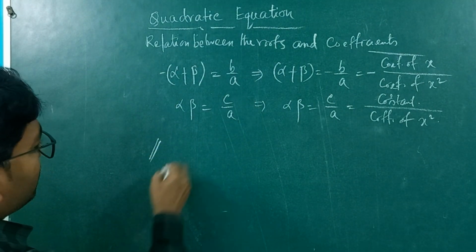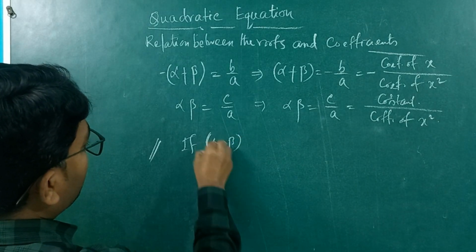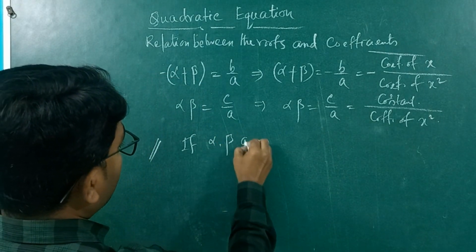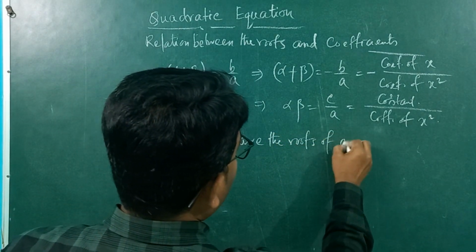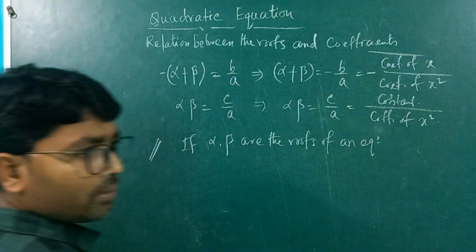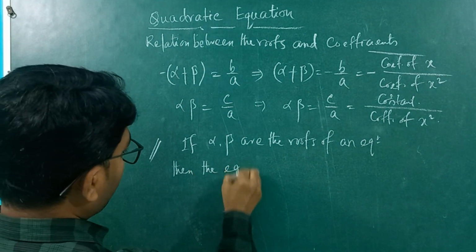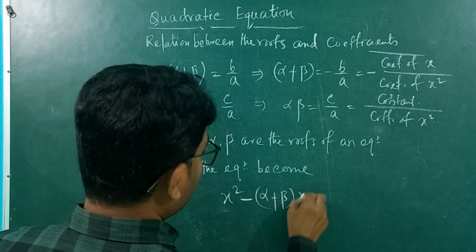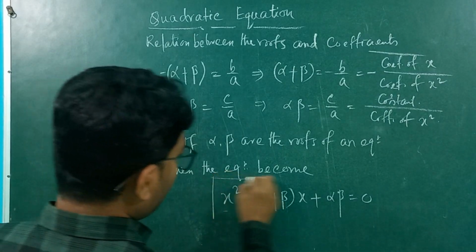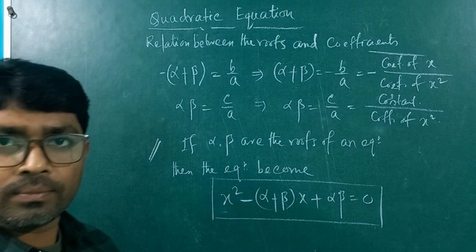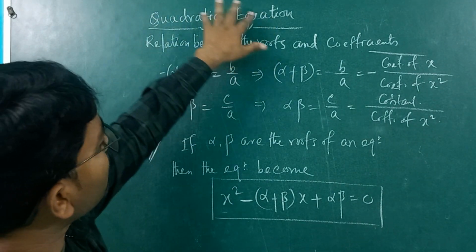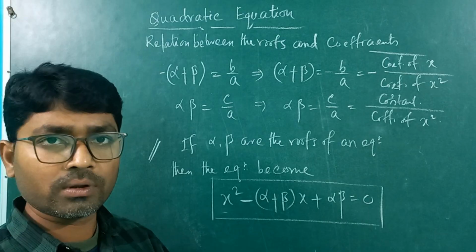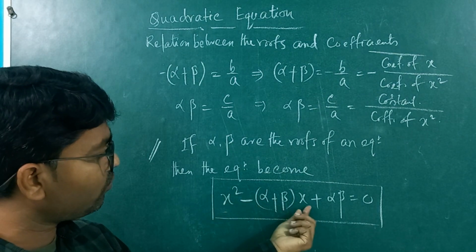Now, this is also an important thing, a backward thinking. If alpha, beta are the roots of an equation, then what is the equation? Then the equation becomes x square minus alpha plus beta x plus alpha beta equal to 0. This one is a backward question. Always you are given a quadratic equation, you solve it and you get alpha and beta. Another question, you are given alpha, beta, that is roots are given, then what will be the quadratic equation? Now this becomes x square minus sum of the roots into x plus product of the roots.